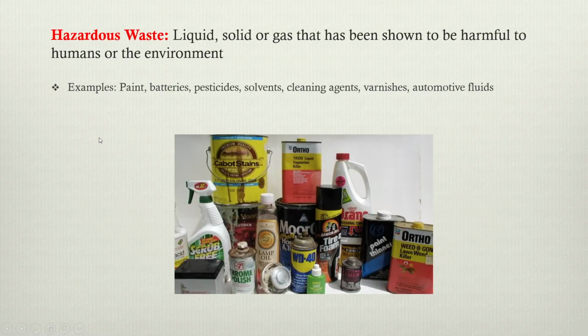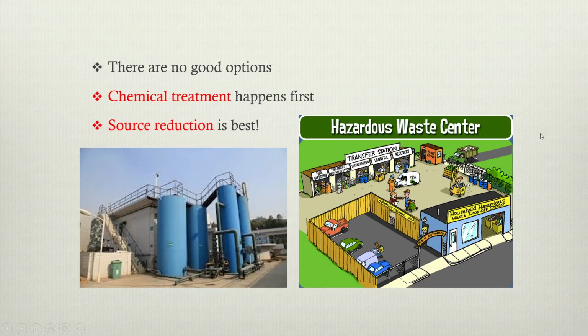And we look at hazardous waste when we're talking about waste. Hazardous waste can be liquid, solid, or gas that are harmful to humans or the environment. Okay, that's what makes hazardous waste hazardous. This is paint, batteries, pesticide solvents, cleaning agents, varnishes, and automotive fluids. These are hazardous wastes. These are things that you have to make sure that you don't just throw into the trash. Now, ultimately, there are no real good options when we deal with hazardous waste.